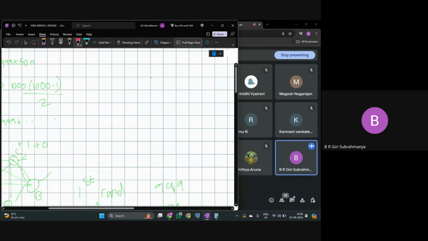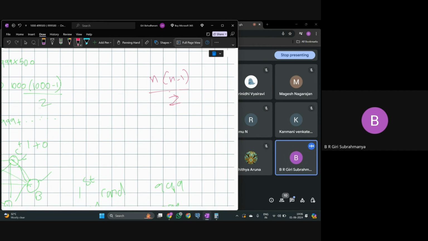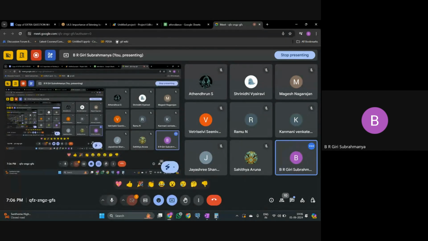Another reason why it was n into n minus 1 by 2 was because you remember permutations and combinations from class 11. What is the formula for NCR? It is n factorial by n minus r factorial into r factorial, right? This is the number of ways you choose something. Out of n items, how many ways are there to choose r items, right? This is NCR. Hope you people have learned this.